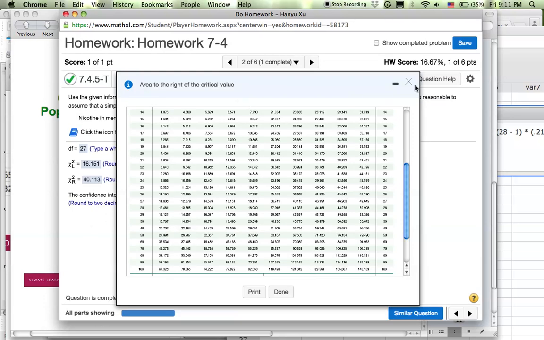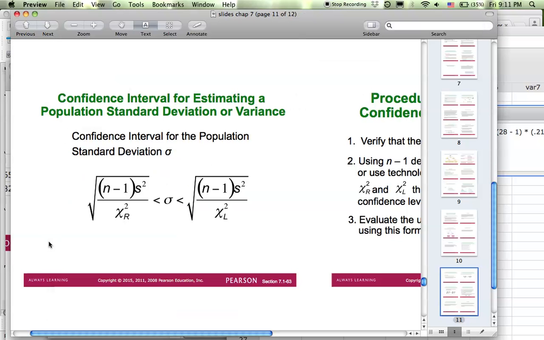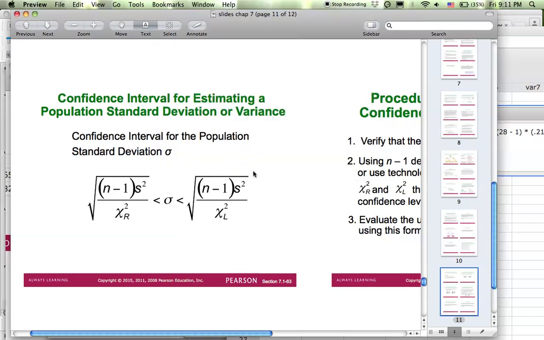Then, so I've shown this one and that one. The confidence interval estimate for sigma is, so we want to use this formula. n is 28, s is 0.21, and chi-square right and chi-square left, we have both of them. Okay, you can write that down on a piece of paper. That might be easier for you to plug in.